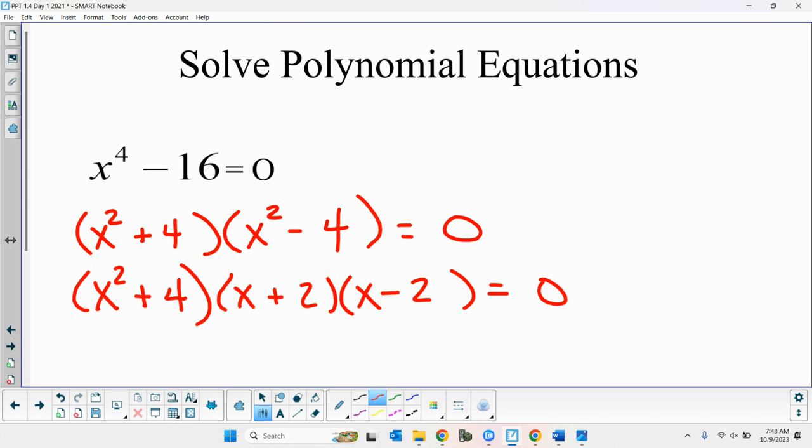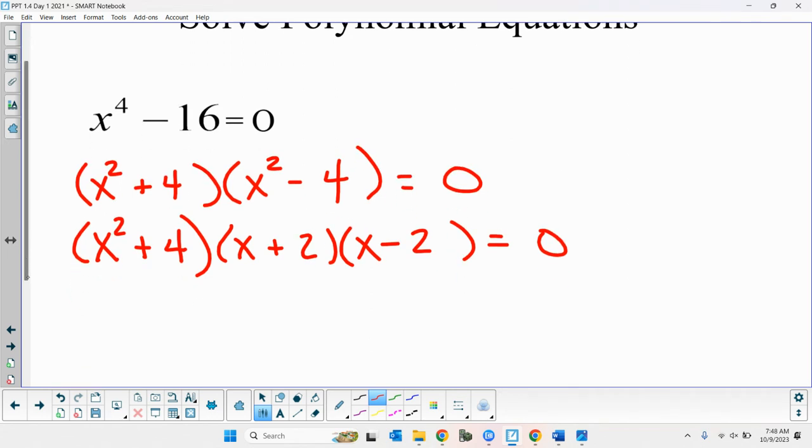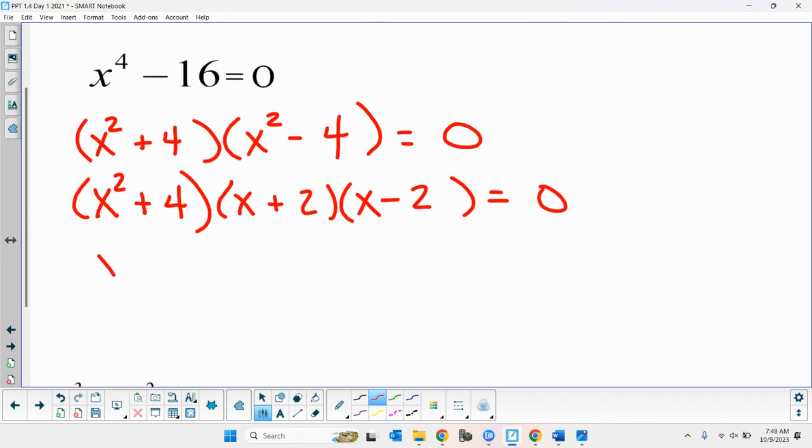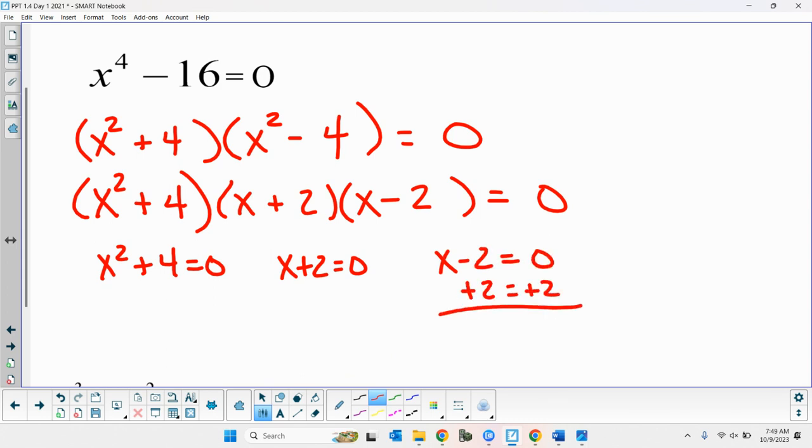Once we have it factored, we set each factor equal to 0. So we're just going to write x squared plus 4 equals 0, x plus 2 equals 0, and x minus 2 equals 0. On this one, we're just going to add 2 and get x is 2. That's one answer. On this one, we're going to subtract 2. We get negative 2 is one answer.